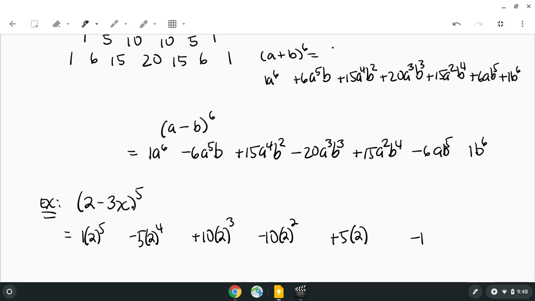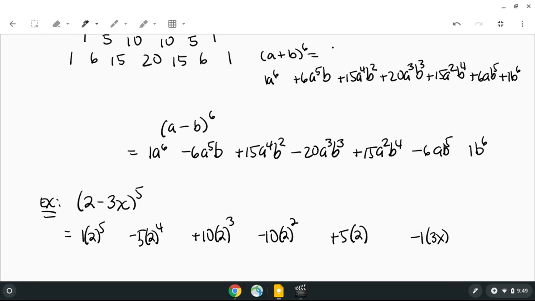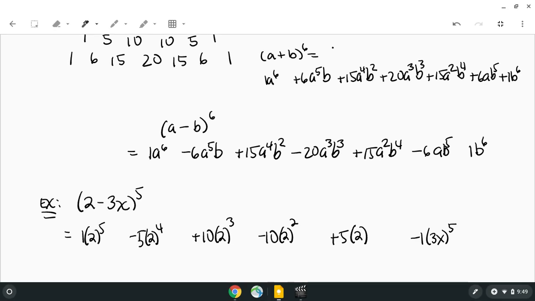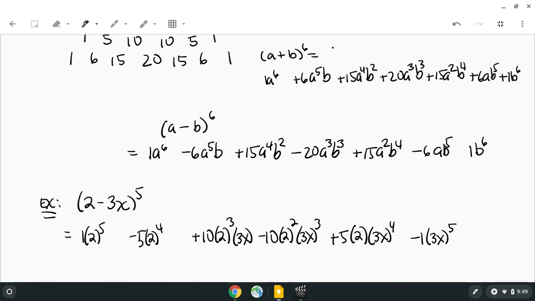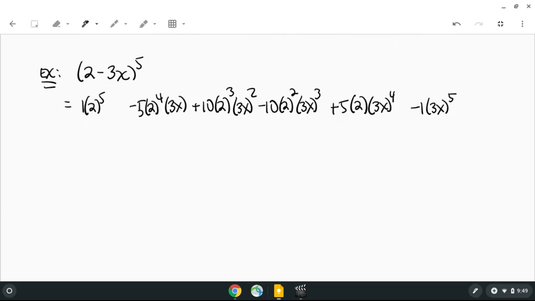And then over here, we're going to just take the 3x. We already accounted for the negative, so we'll just take the 3x to the 5th. You can see here, if we plugged in negative 3x, we would have gotten negative. That's why the signs alternate. 3x to the 5th, 3x to the 4th, 3x to the 3rd, 3x squared, and 3x. Then you would need to make sure that you multiply all of the numbers together.